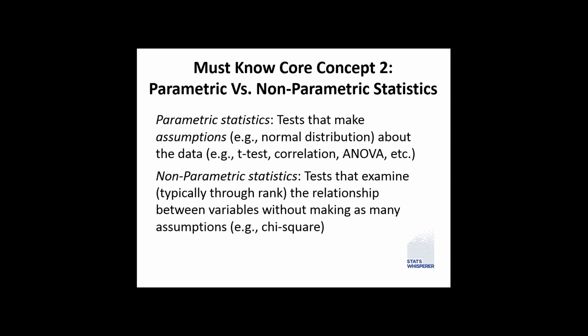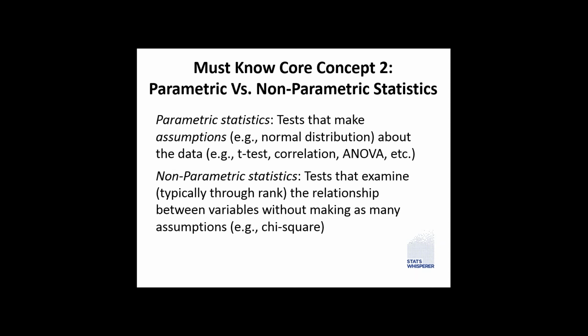Then non-parametric statistics are tests that examine, typically through rank, the relationship between variables without making as many assumptions. Probably the most widely used one that we'll use here too is the chi-square. So it's a little less stringent. The bottom line: usually people like to use parametric statistics if the sample size is big enough, and generally use non-parametric statistics when the sample size doesn't have enough power to use the parametric statistics. So if you have a small sample, you might lean more toward non-parametric statistics.